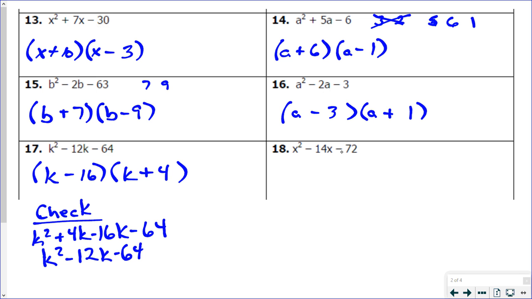All right, 72 is another hard one. The factors are going to be 18 and 4. So 18 times 4 is 72, and 18 minus 4 is 14. So 18 and 4 are going to be my factors here. So x and 18, x and 4. They've got to be different signs because this is a negative here. The sum is negative, so the bigger number needs to be negative and the smaller number positive.